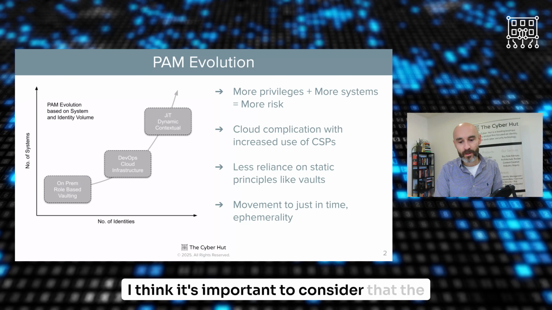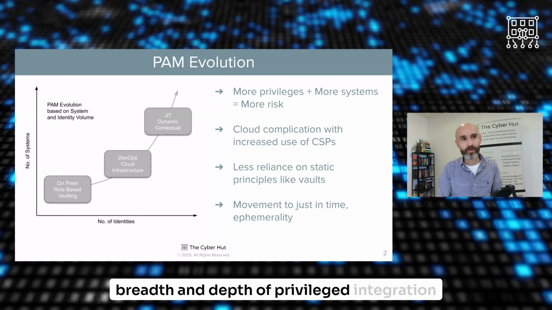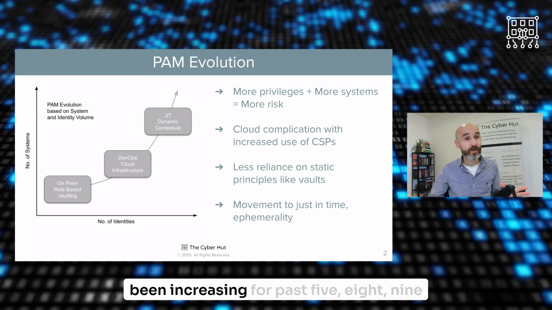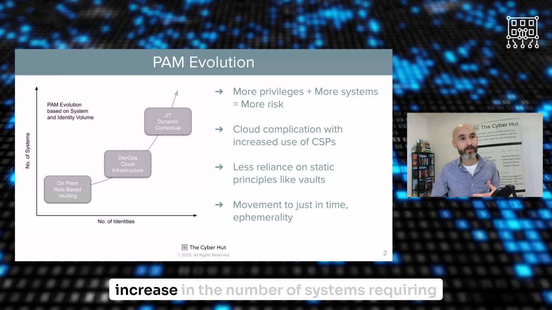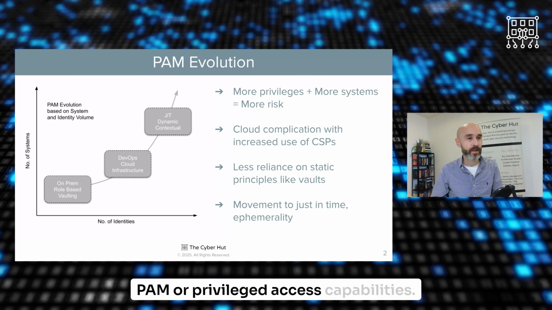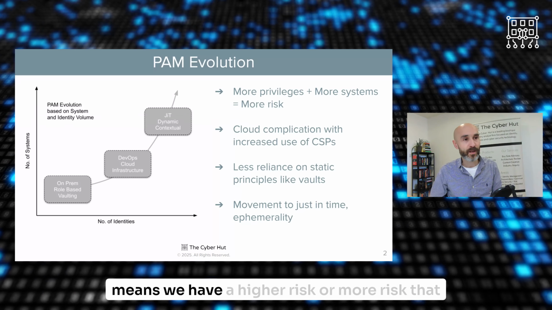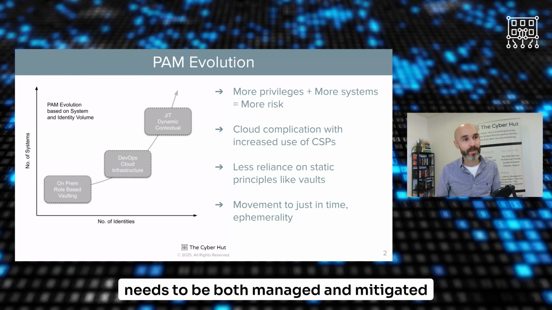I think it's important to consider the breadth and depth of privileged integration. Integration against high-risk systems has been increasing for the past 5, 8, 9 years, and we are seeing a set of changes occurring. First of all, there's a considerable increase in the number of systems requiring PAM or privileged access capabilities. We have more identities, we have more accounts, which by design means we have more risk that needs to be both managed and mitigated against.